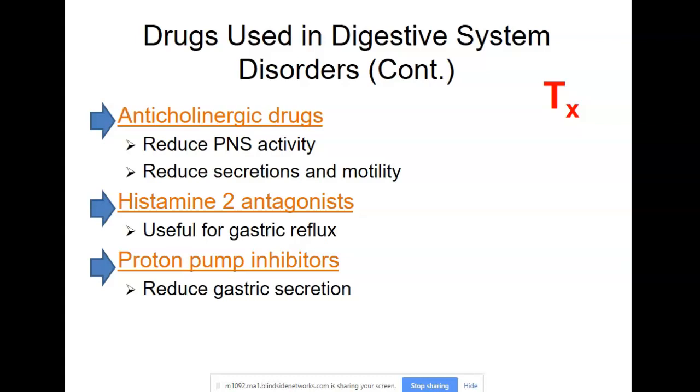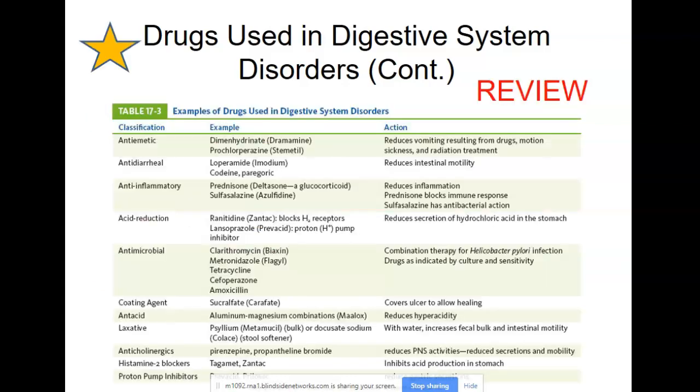And then proton pumps are important. Proton pumps are what basically generate hydrochloric acid. And if you have too much acid, you can decrease the amount of protons that are part of the manufacture of hydrochloric acid, so you'll have less acid overall. The hydrogen in hydrochloric acid comes from the proton pump.